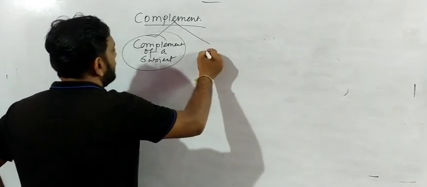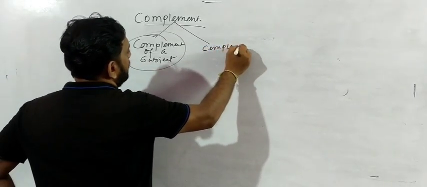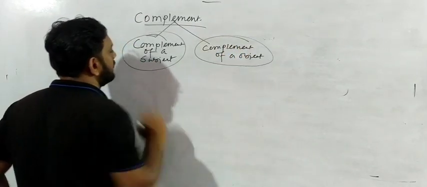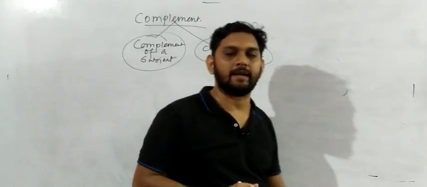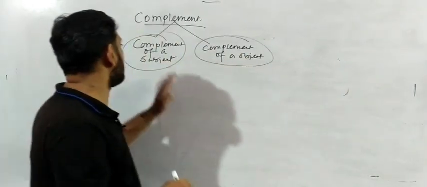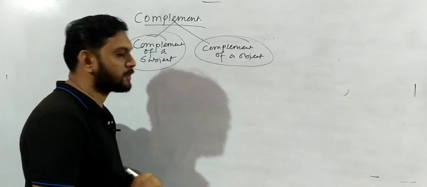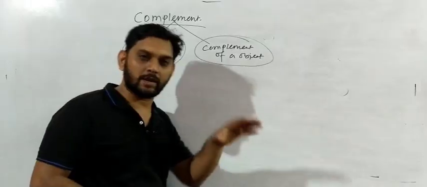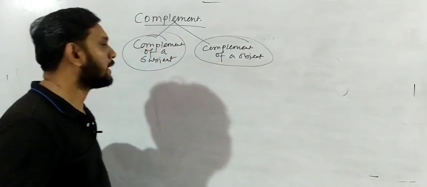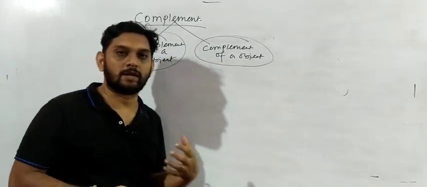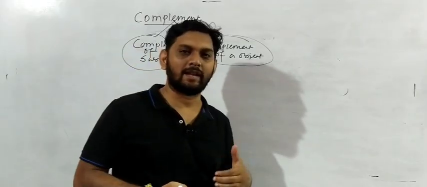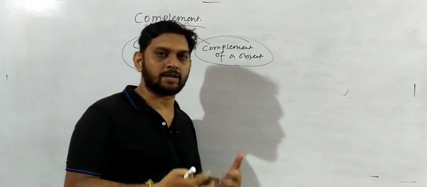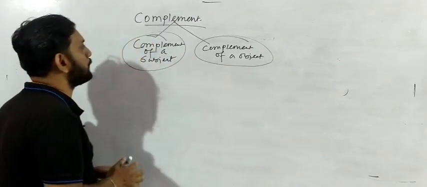Another one is object complement. Complement of an object. Okay, complement has been divided into two parts. First one is called complement of a subject, another one is complement of an object. That means one is known as subject complement, another one is object complement. Now, what is complement? We need to understand this fact, and unless you have an idea about the complement, you will have a lot of difficulty understanding the English language. So that is very important, my friend.